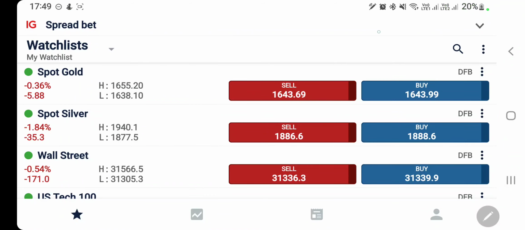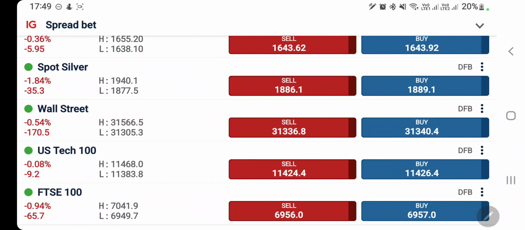In the morning analysis, I asked you to remain short on gold once it trades below 1645, and it has achieved 1638. At the same time, US 30 and US 100 too traded with a slight drop. Now what can be expected today with the US cash session? We will try to find out with the help of charts and indicators.